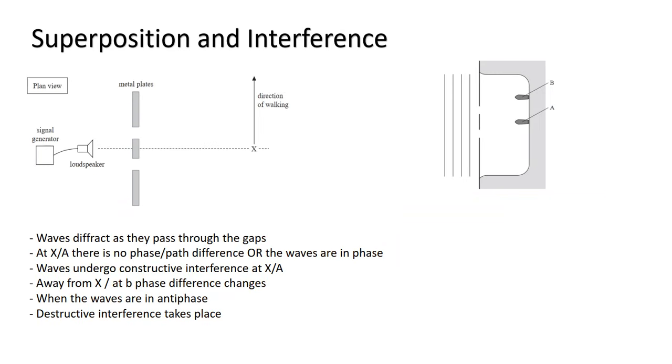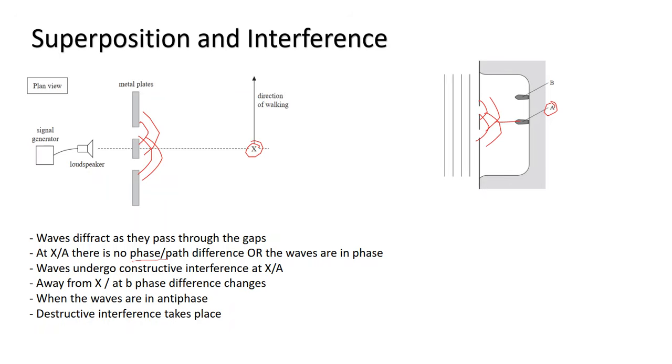Then you have superposition and interference. Again, one of the most common questions. So waves passing through these slits undergo diffraction and they superpose at point X as well as point A.